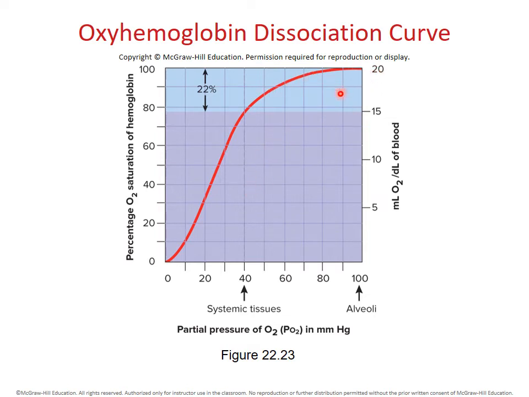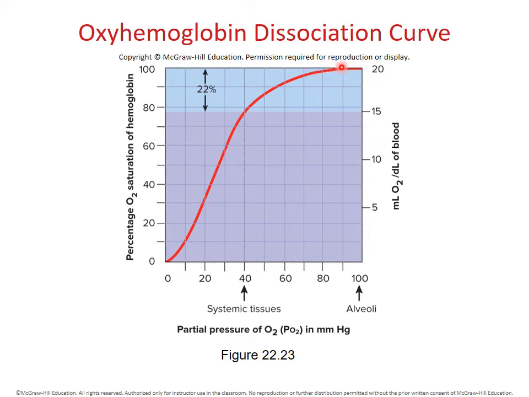Another reason we don't want the curve to dip down too quickly has to do with this upper portion right here. Notice that it's extremely flat in these upper values of PO2. Between a PO2 of 100 and a PO2 of 80, it hardly changes at all. So even if the PO2 is about 80, we still get almost 100% saturation of the hemoglobin.